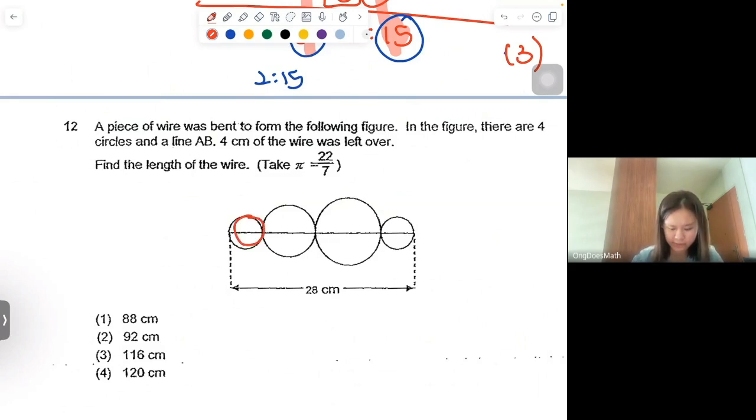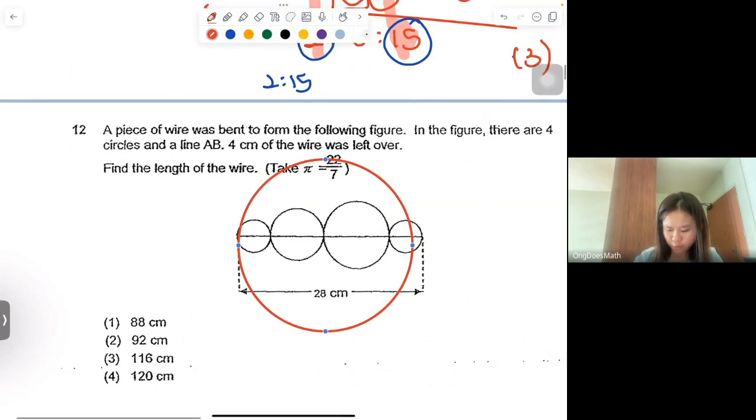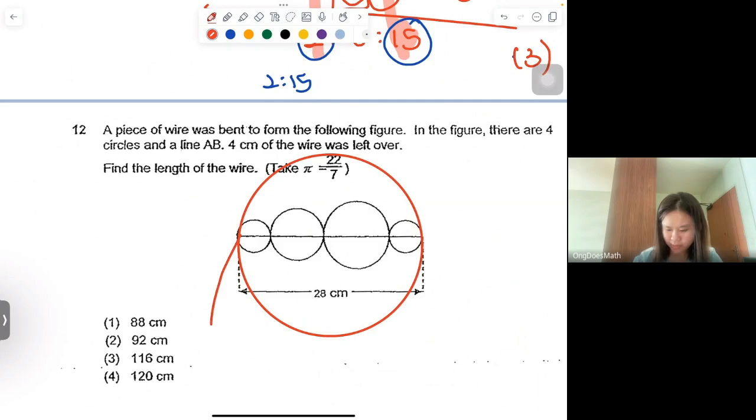So this is the circumference, right? For this question, you must understand that the circumference of all these 4 circles added up is equivalent to this one big circle, where the diameter is equivalent to the diameter of the 4 smaller circles added up.